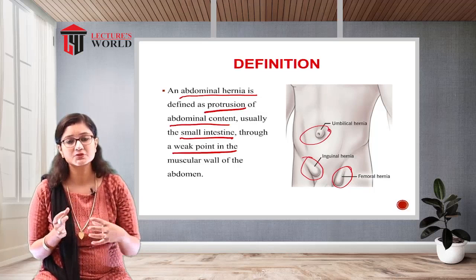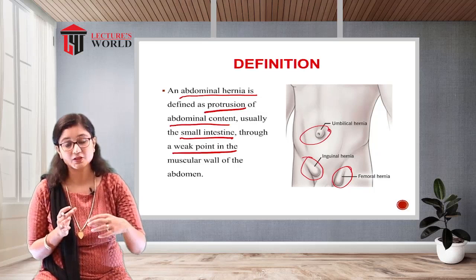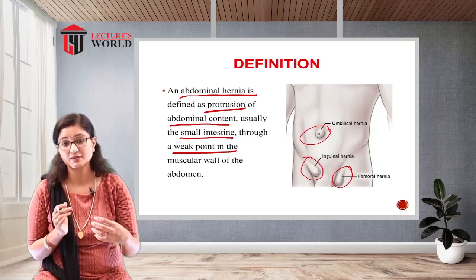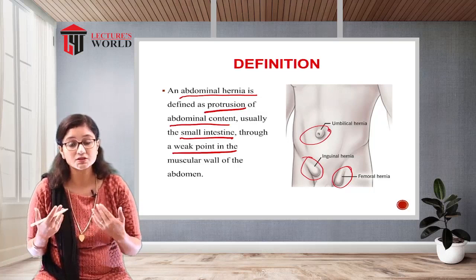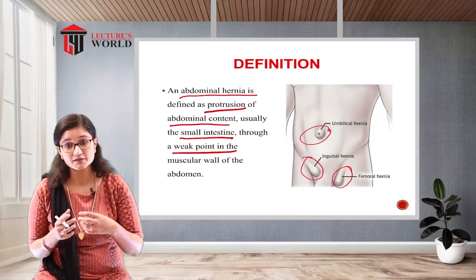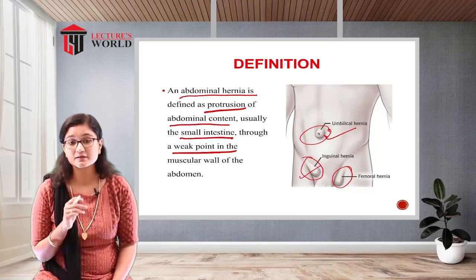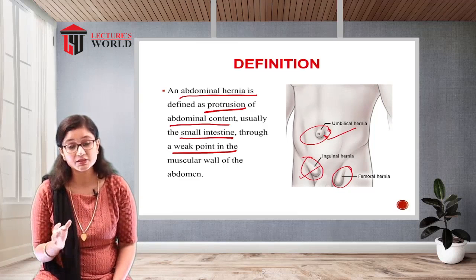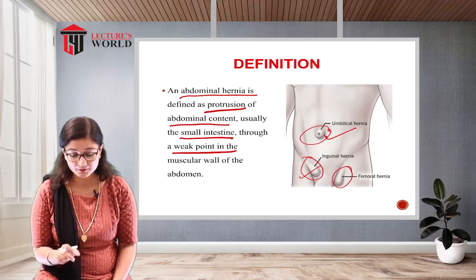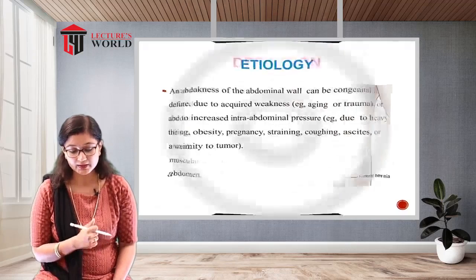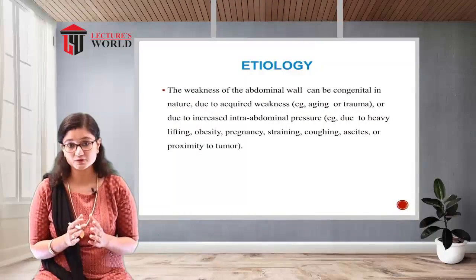protrudes outside. Protrusion is nothing but being pushed. It is pushing and coming outside. Outside doesn't mean outside of the abdomen, but it is like a protrusion. You can see over here, this is a protrusion, this is a protrusion, right? So this is defined as an abdominal hernia. Clear enough? Let us move on and understand what the causes of this can be.